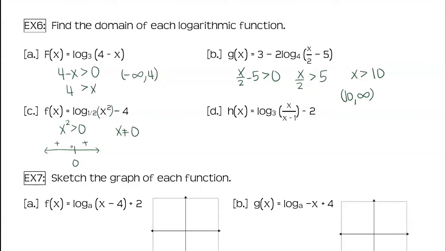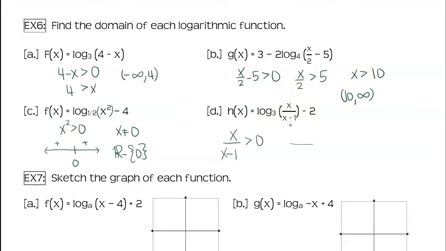So I guess I could just put it like that, all real except for 0. Or you know the other versions of that by now. And last one, this is a rational one, so this is another one where I would want to use a number line. This one, x divided by x minus 1, has to be positive.